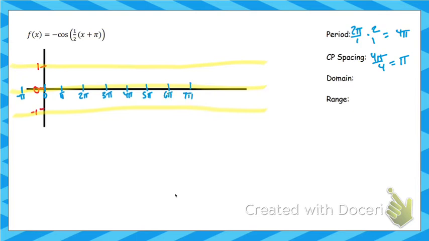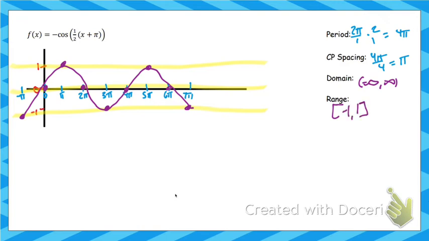All right, so the difference here now with the reflection. Normally for cosine, we would do a high point, a middle point, and then a low point. But because it's reflected, we're going to do a low point, a middle point, and a high point. So the pattern's the same from that point on, but the first point that we mark looks a little bit different. Domain is negative infinity to infinity. Range is negative 1 to 1.